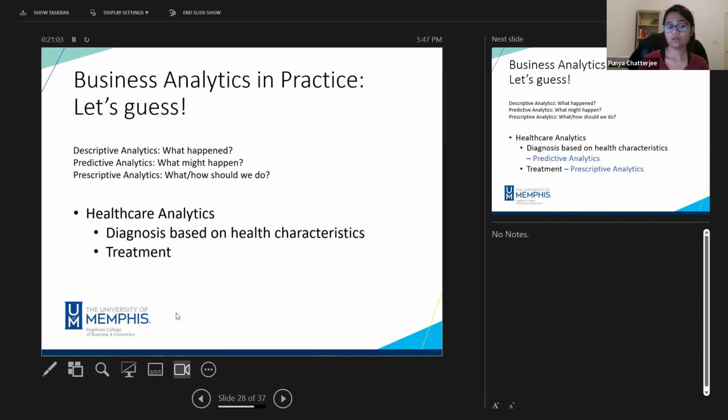All right, so next up is an example from healthcare analytics. Let's say you are a healthcare worker and you are trying to make a diagnosis based on certain health characteristics. A patient has come and told you all the problems that he's having, and you're trying to tell him what problem he has and what the diagnosis is based on the health characteristics that he tells you. So what kind of analytics tool would you be using?